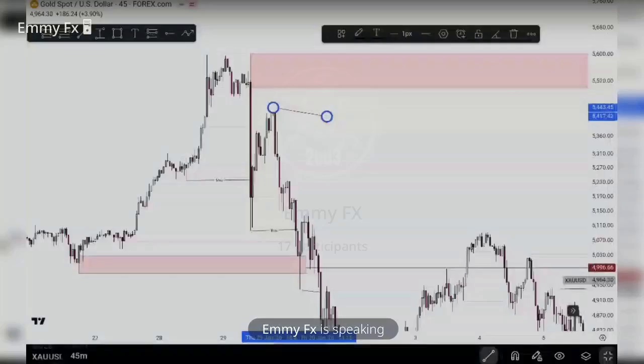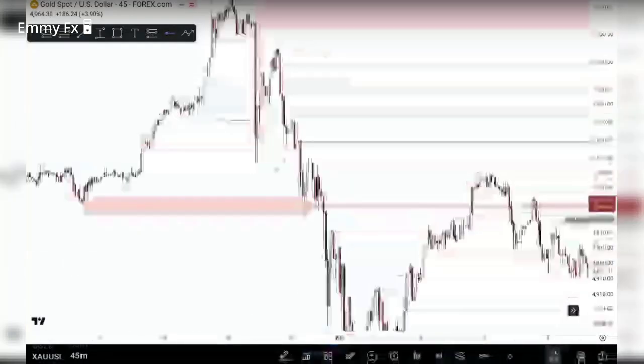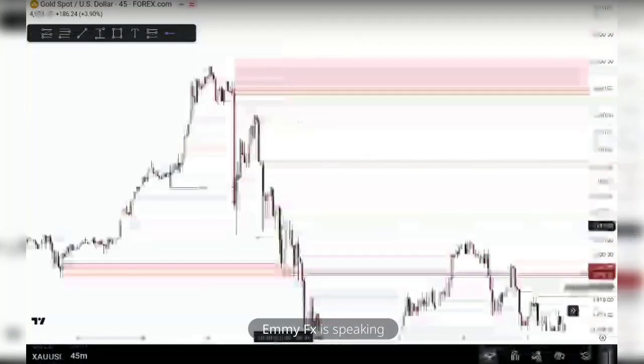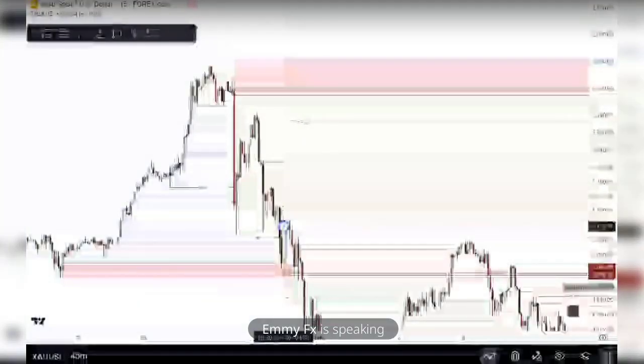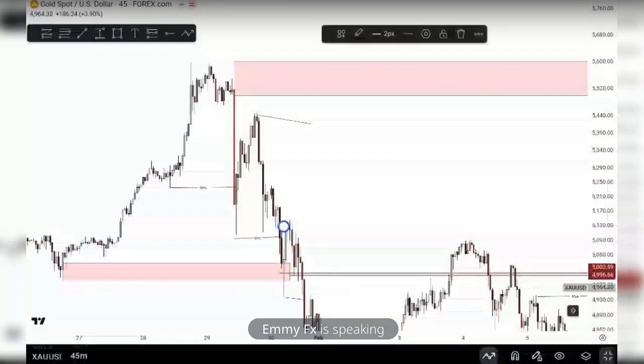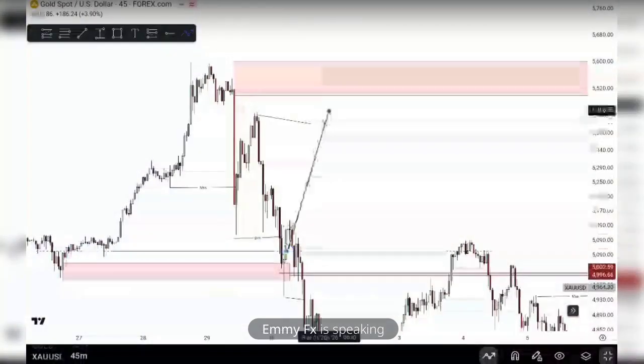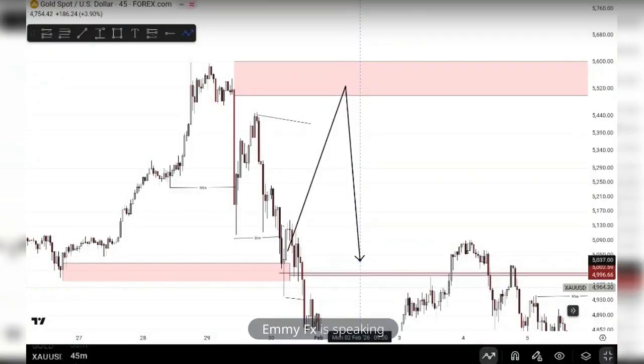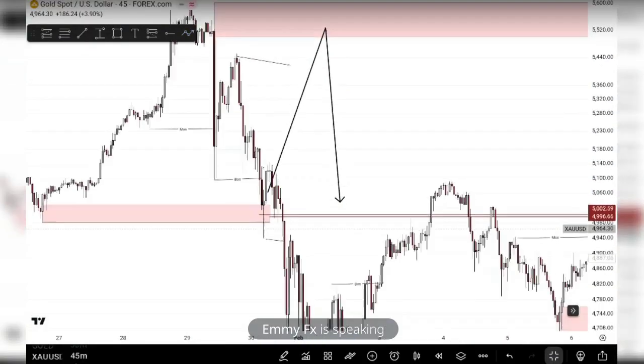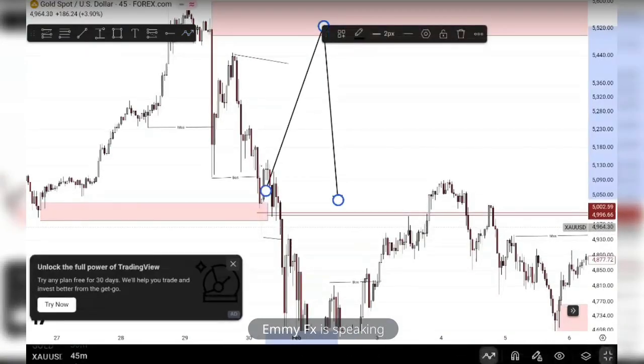We need price to give us the move to the downside, but price did not give us that. Price did not return back to this zone to give us that sell to the downside. So that zone is still valid. Now that zone is still valid.